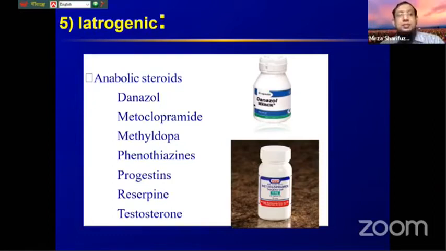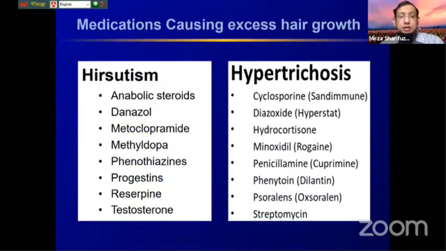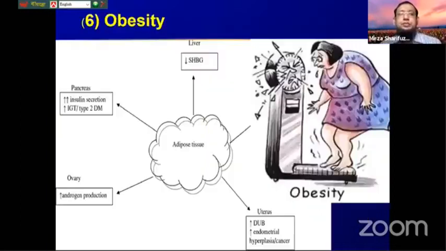Again, some drugs cause development of hair in the sex-dependent area. This is the androgen-dependent area. This is hirsutism. And some drugs can cause generalized excess hair development. This is hypertrichosis. We should differentiate between these two. Again, obesity itself can cause hirsutism by different mechanisms. We are not going into detail.